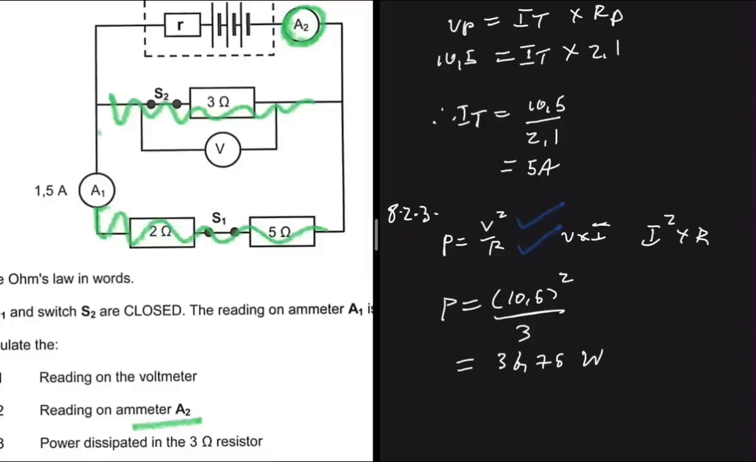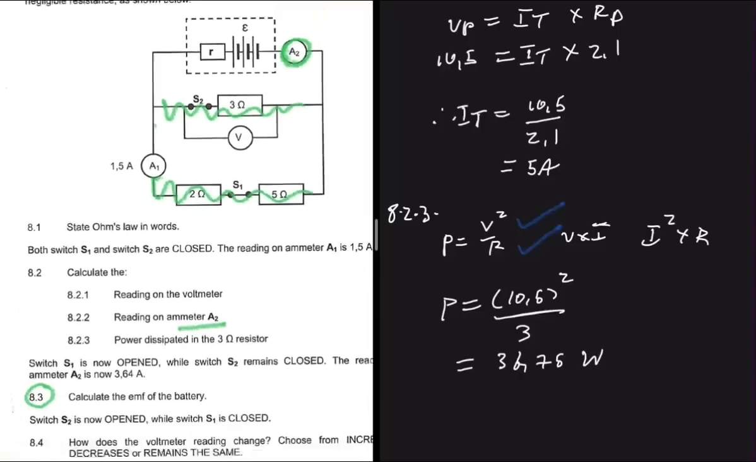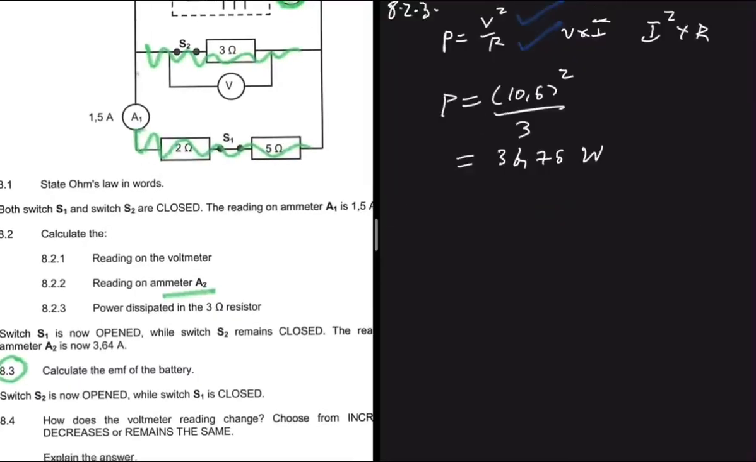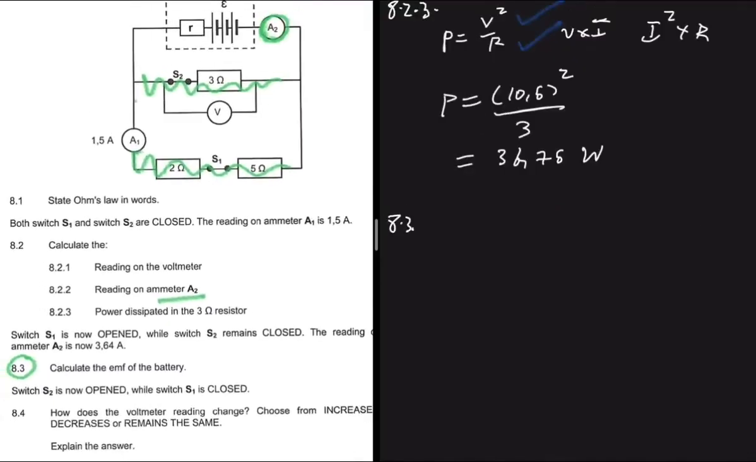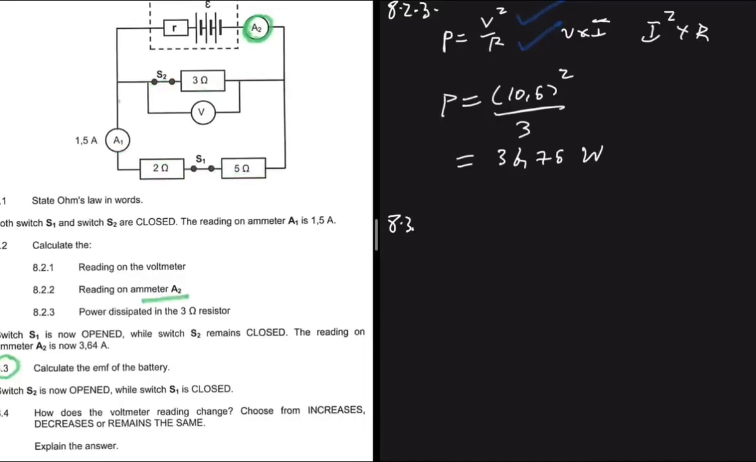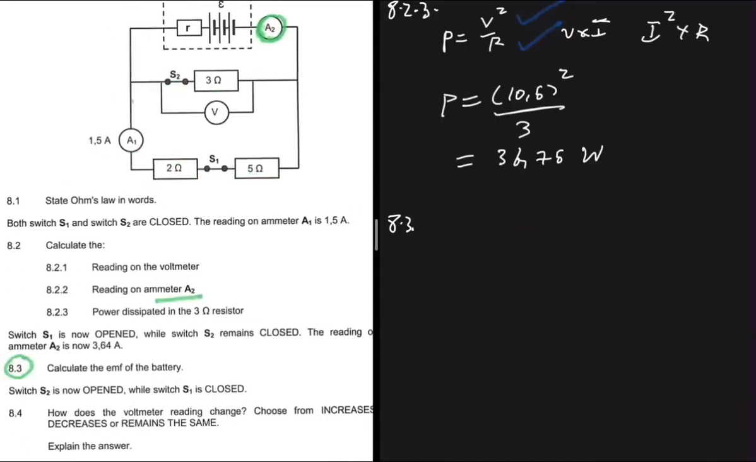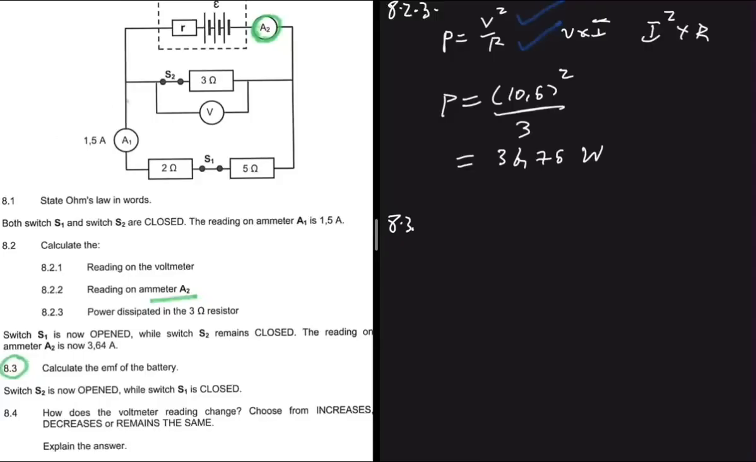Right, that is 8.2.3. The question we're really interested in is 8.3. In 8.3, we're told that switch S1 is now open while switch S2 remains closed. The reading on the ammeter E2 is now 3.64 amperes. So when S1 is open, we have a total current IT equal to 3.64 amperes.